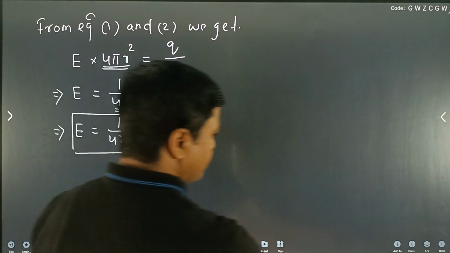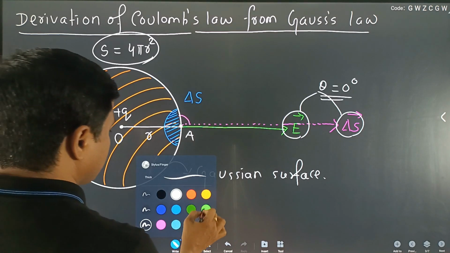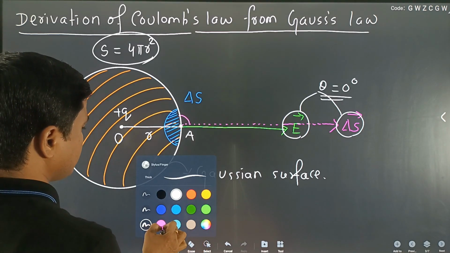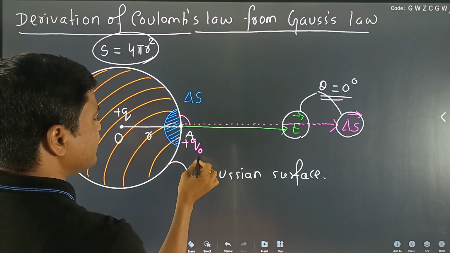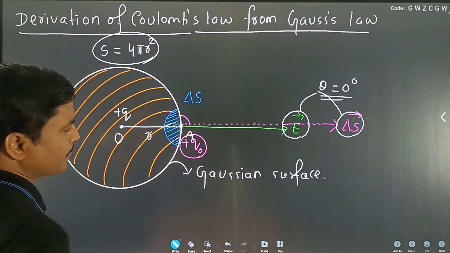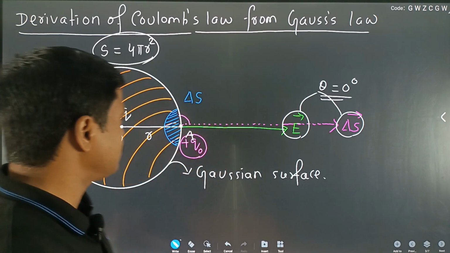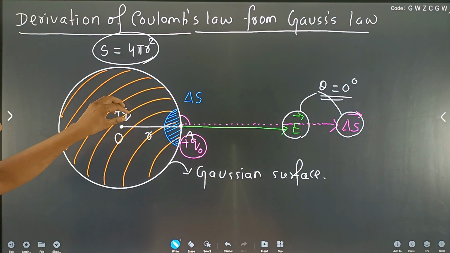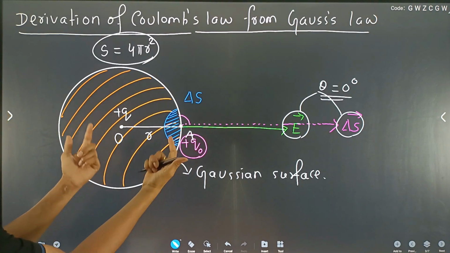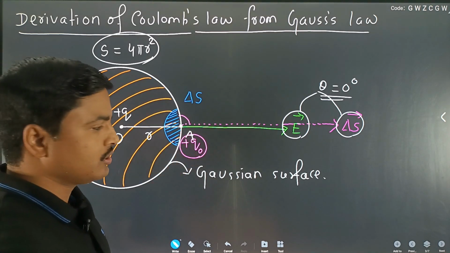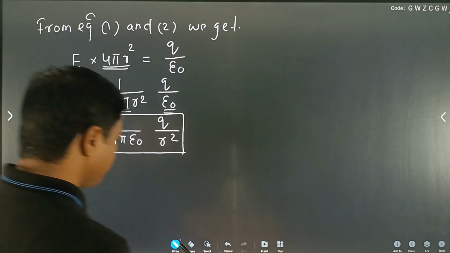Then what is the force? Look at the figure. Suppose we placed another charge at point A. Suppose we placed a unit positive test charge plus Q0 at point A, and at the center one charge is there, that is plus Q. Then what is the force applied between these two charges?